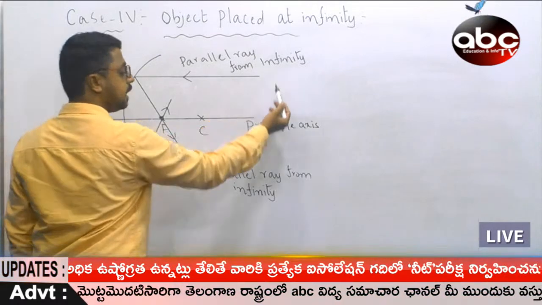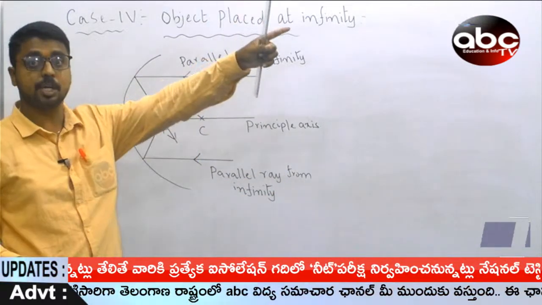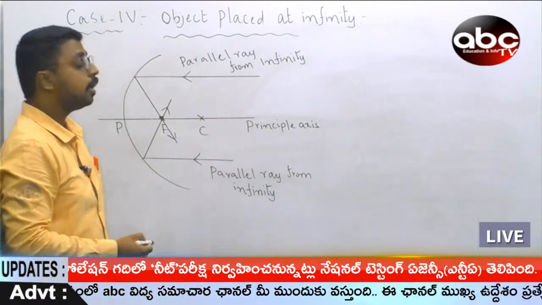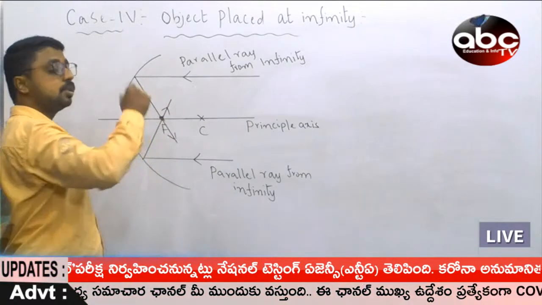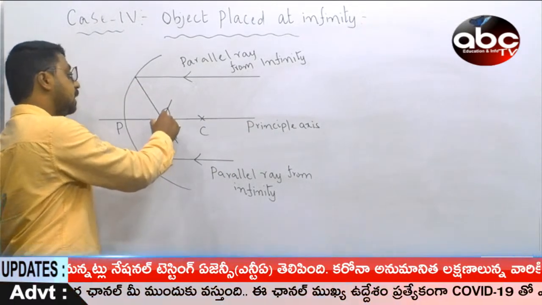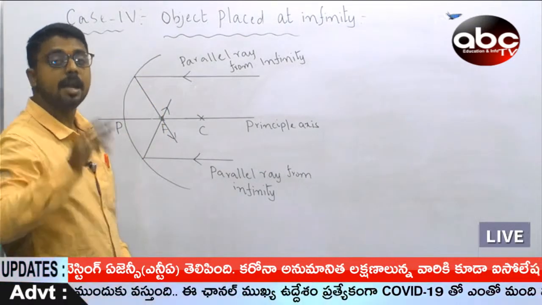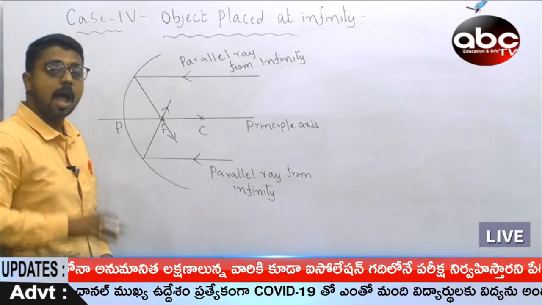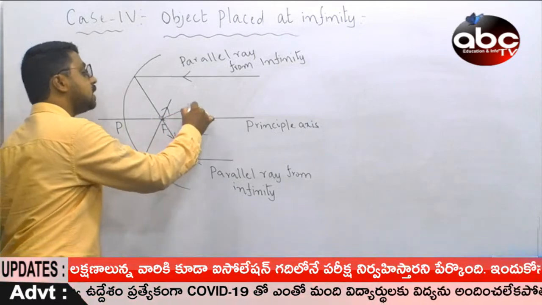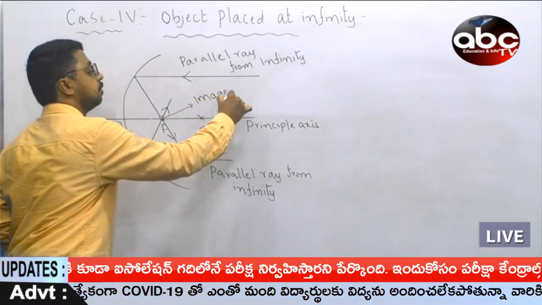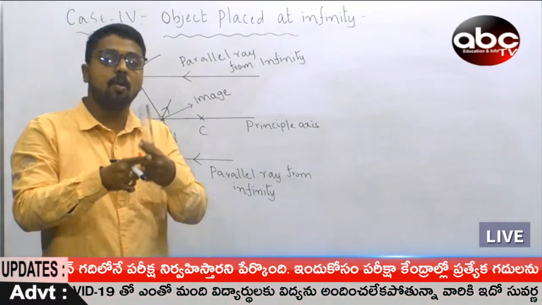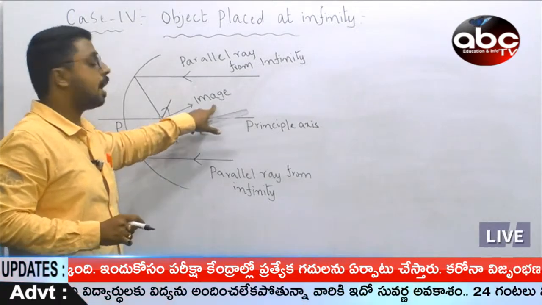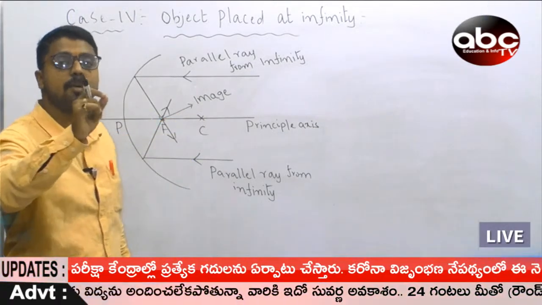When an object is placed at infinity, without knowing at what distance it is, rays come, and according to the rules of the ray diagram, those rays intersect at the focus. Both rays intersect near the focus. Where they intersect, there is a chance of an image, so we can say an image is resulting.